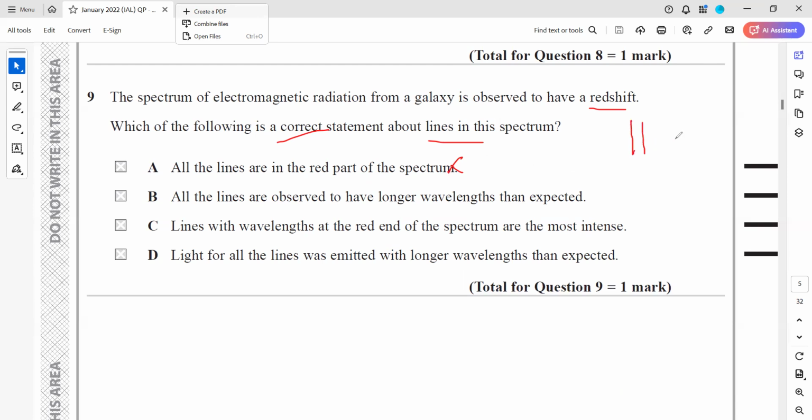Say this is a line spectrum we get. On this side, for example, violet and red, and on the other side red and violet. When we observe the same spectrum but shifted more towards red, all the lines are observed to have a longer wavelength than the expected value.